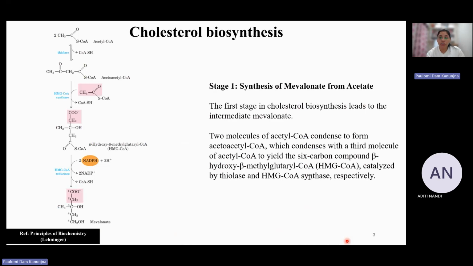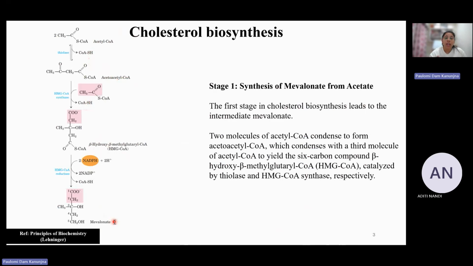Okay. Right. So coming to the first step now, the first step here is synthesis of mevalonate from acetate. So in this, as you can see on your slide, you have acetyl coenzyme A, which gives you acetoacetyl coenzyme A. This gives you a structure called HMG-CoA, which finally gives you a structure called mevalonate. Now, if you go into the details of this, what's exactly happening is you have 2 molecules of acetyl coenzyme A, which condense. So the first reaction to take place is condensation. So you have 2 acetyl coenzyme A condensing to form something called acetoacetyl coenzyme A, right?